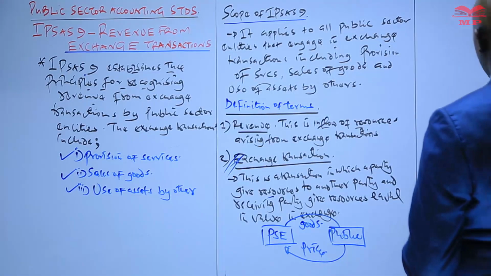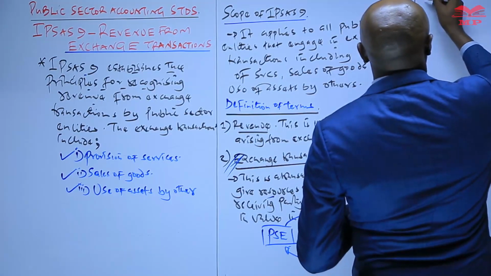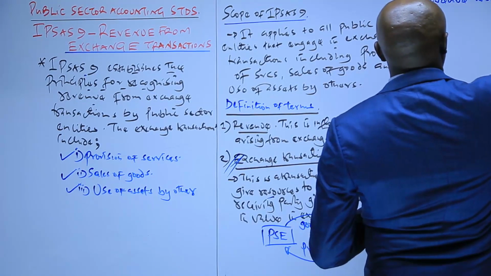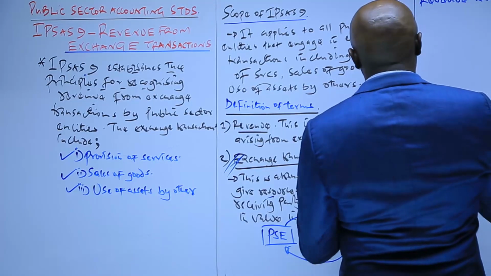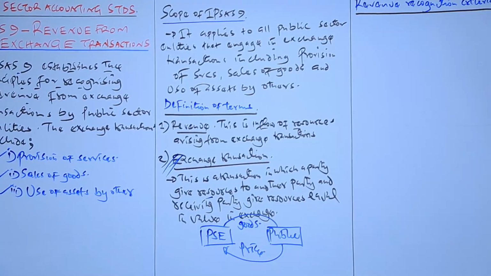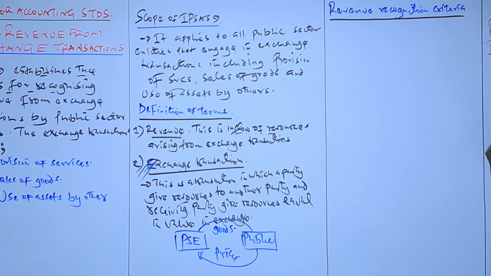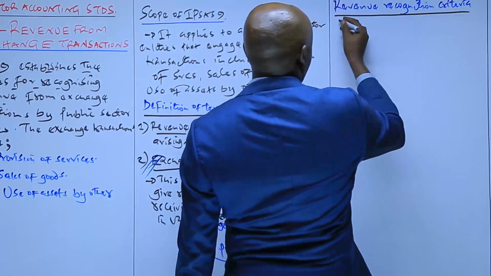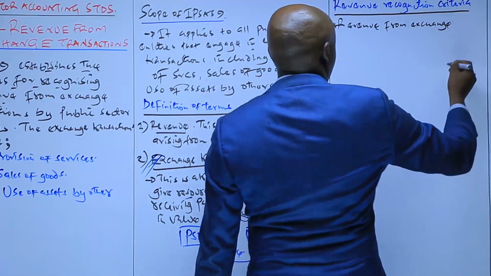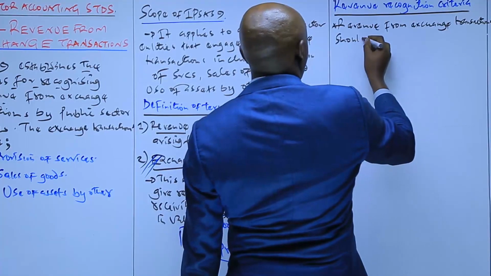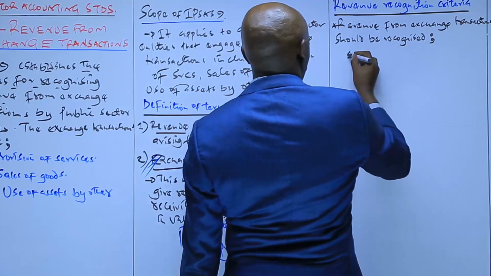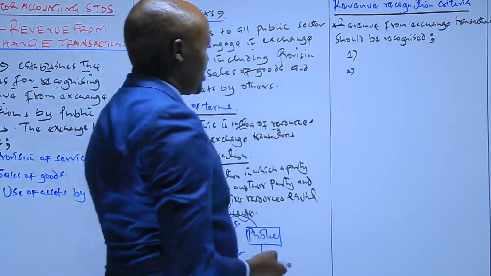Then from there we can proceed and look at the recognition criteria for revenue, or we can just talk of revenue recognition criteria. So basically, when we talk about revenue recognition criteria, we're talking of the conditions which must be satisfied for revenue from exchange transactions to be recognized. In this case, we can say revenue from exchange transactions should be recognized if these two conditions have been met, or if these two criteria are met.